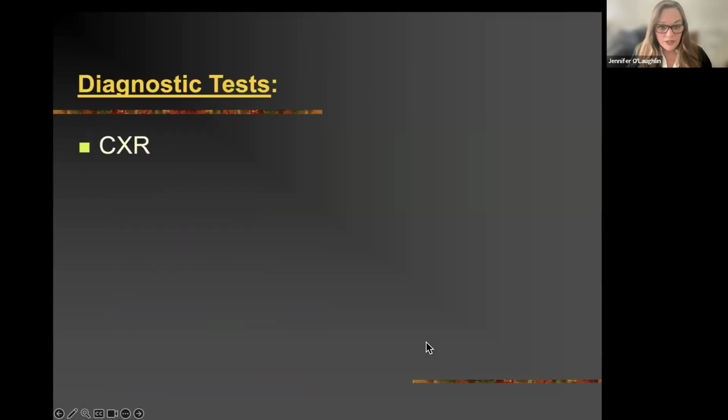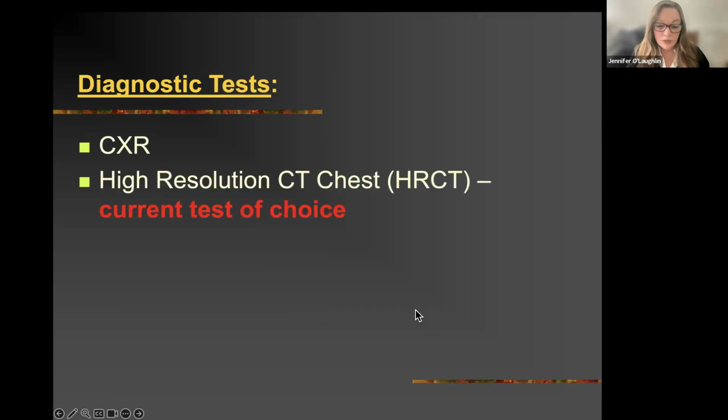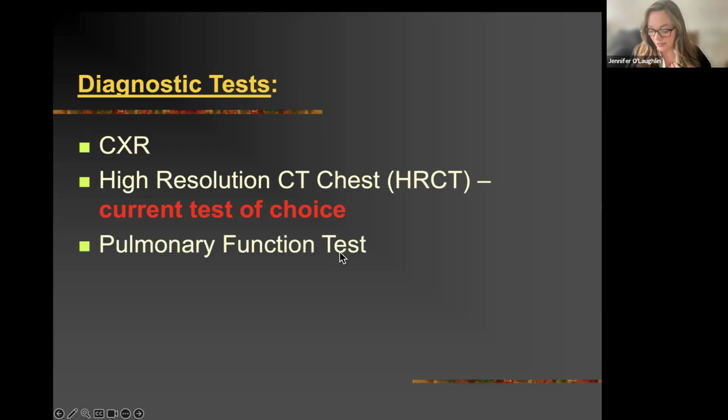Okay, so for diagnostic tests, you can do just a chest x-ray. You can do a CT chest, and notice it's a high resolution CT. So that's going to be a thinner cut. That's more to look at the parenchyma of the lungs. And currently, this is the test of choice to diagnose bronchiectasis. Other tests that can be done are, again, pulmonary function testing using a spirometer, and O2 levels of the blood. They're going to test all that to see how well the patient is oxygenating their blood.